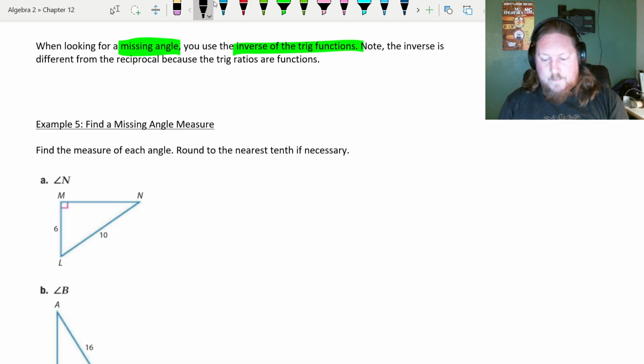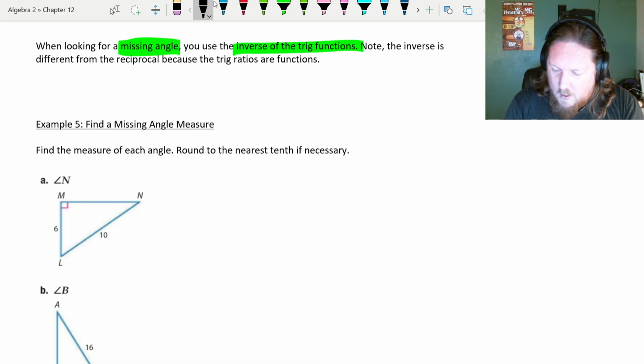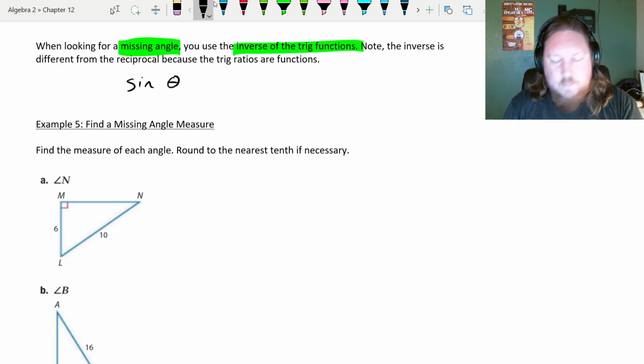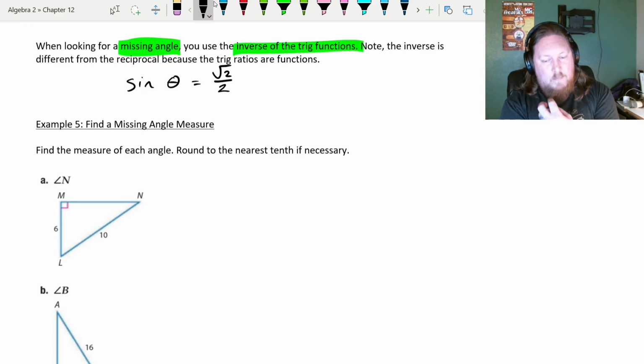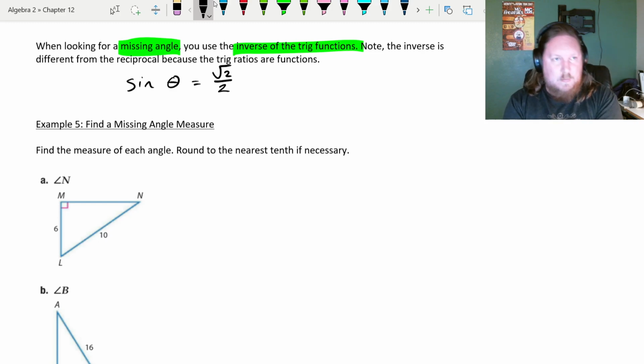So here's the idea. Sine of some unknown angle is root 2 over 2. Now, you may be able to recognize some of these as some of our 30, 45, or 60 angle measures. And we just talked about this one in the last video. Sine of 45 is root 2 over 2. So we know this theta is supposed to be 45 degrees, but how do we calculate that out?